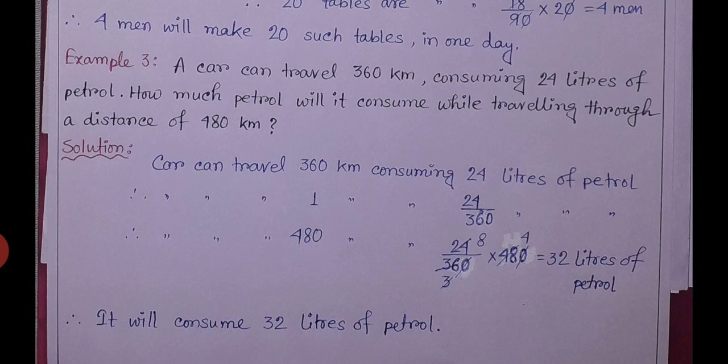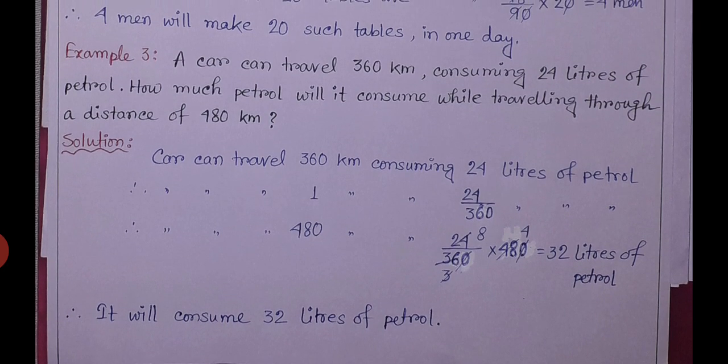So arranging the sum as: a car can travel 360 km consuming 24 liters of petrol, and then we have to find the unit quantity. So a car can travel 1 km consuming 24 by 360 liters of petrol, and after that a car can travel 480 km consuming 24 by 360 into 480, and after that the final result is 32 liters of petrol. So it will consume 32 liters of petrol.